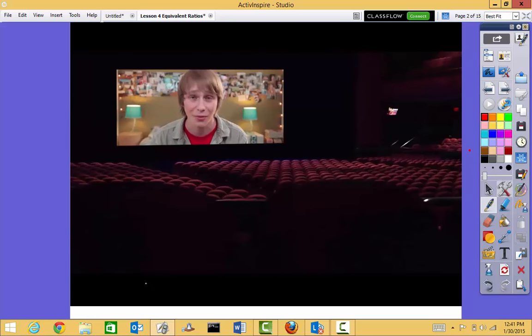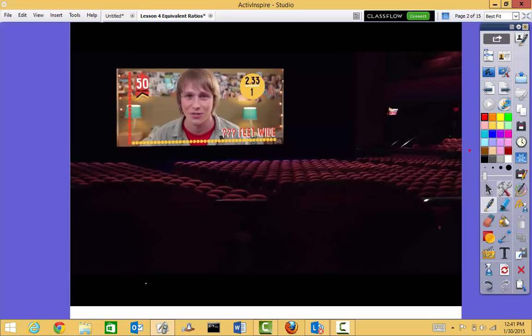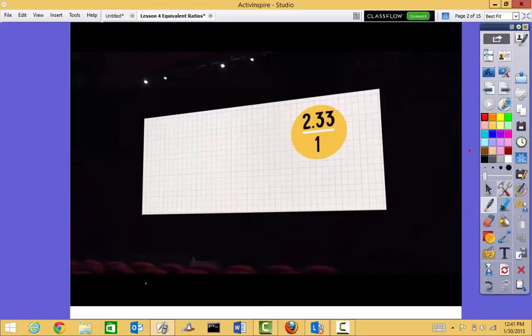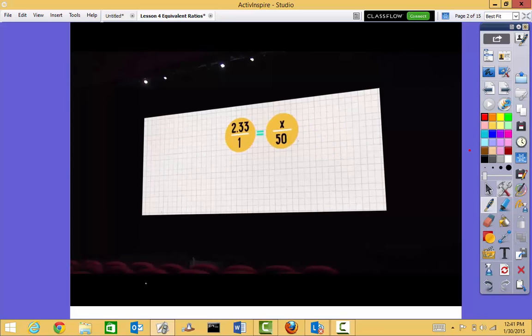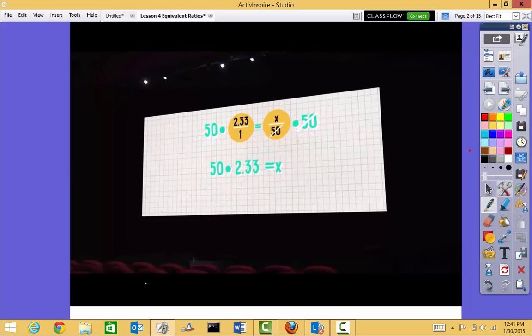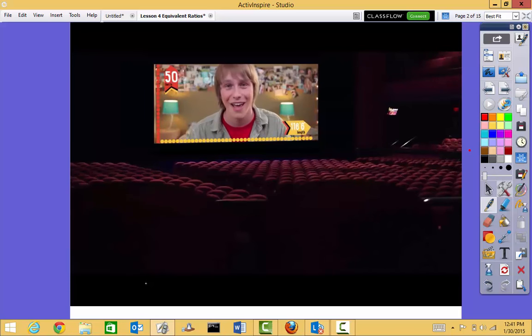Say that you're projecting a film at a movie theater. You know your height is 50 feet, because that's the height of the screen. And the movie was shot in a 2.33 to 1 ratio. So you want to know how wide do you make the screen. You can actually use ratios to figure this out. So you have 2.33 to 1 equals x to 50. To get rid of the 50 in the denominator, you multiply the right side by 50. And you have to do the same to the left side, because anything you do to the right side of the equation, you have to do to the left side of the equation. 50 times 2.33 gives us the answer, 116 and 5/10, which is also 116 feet and 6 inches.